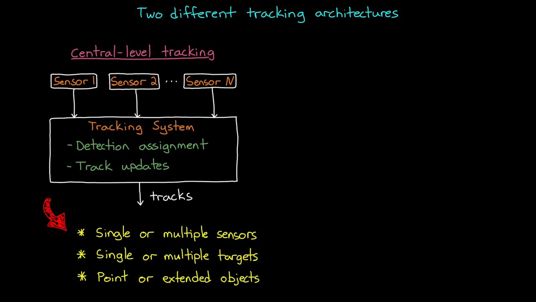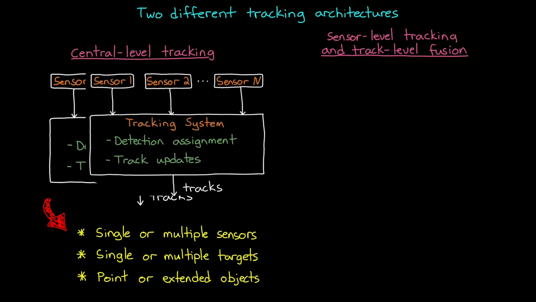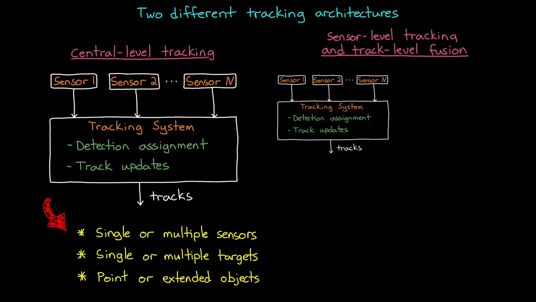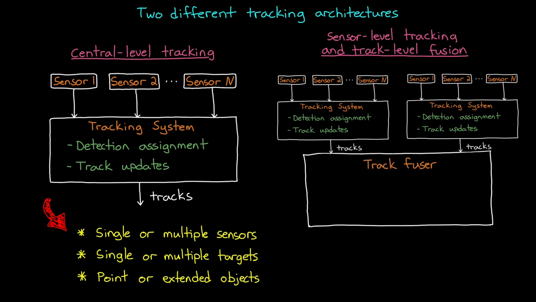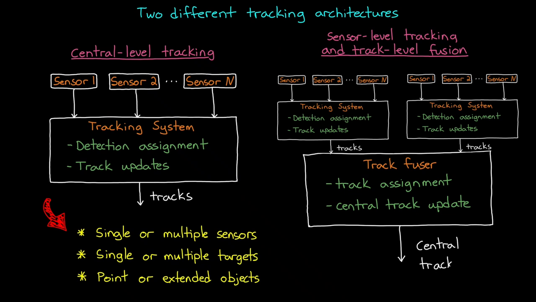Now, let's compare this architecture to one that uses so-called sensor level tracking and track level fusion. The idea here is that one or more sensors feed into a central level tracker, just like the other architecture. But now we have several of these trackers, each fusing together their own set of sensors. These are the sensor level trackers in this architecture. Each produces its own track estimates, but now we can combine or fuse together all of these estimated tracks into a single track set, which we'll call the central tracks, using a track level fuser.